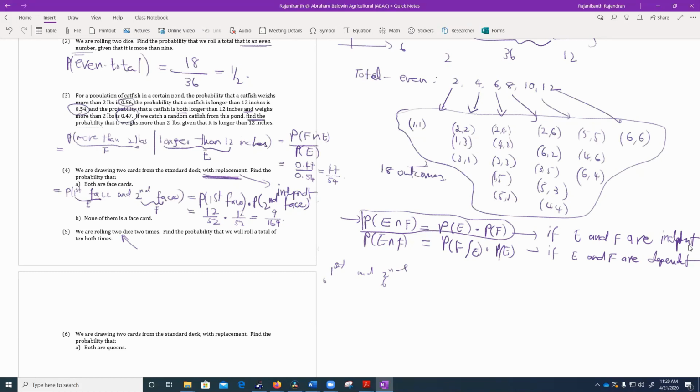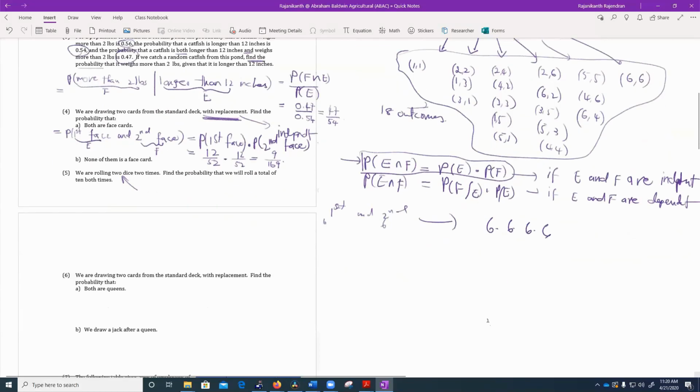Does that make sense, Melissa? Yes, it does. Okay, that means what's my number of outcomes? 6 times 6 times 6 times 6, right? Does that make sense? That means, for example, one of my outcomes is like this: 1, 1, 1, 1. What does that mean? That means these two numbers come from your first roll of the two dice, and these two numbers come from your second roll of the two dice. Does that make sense?